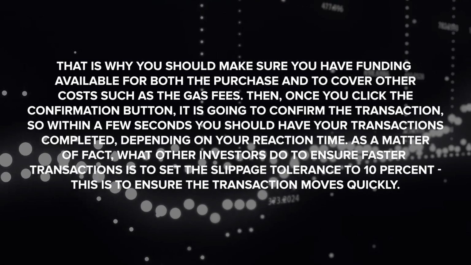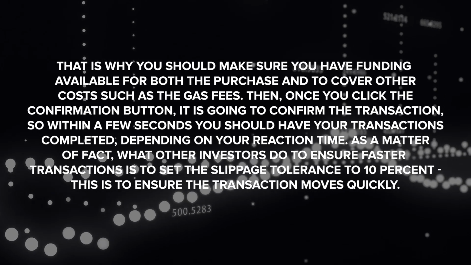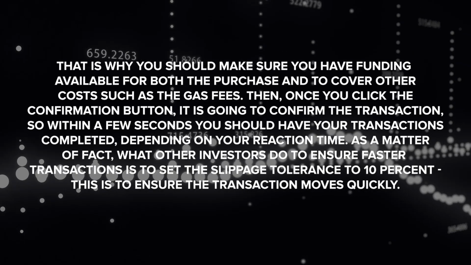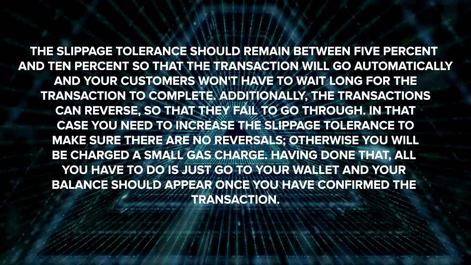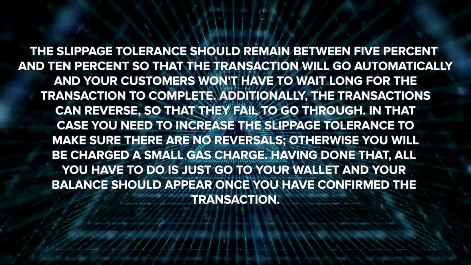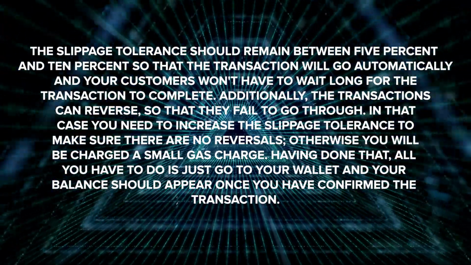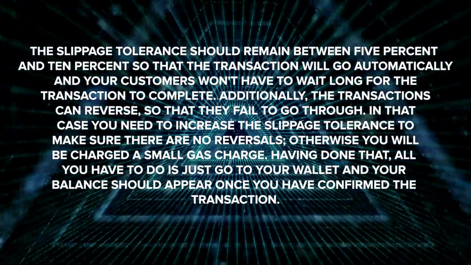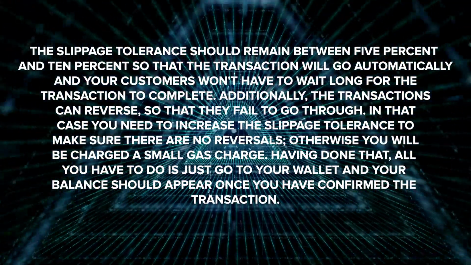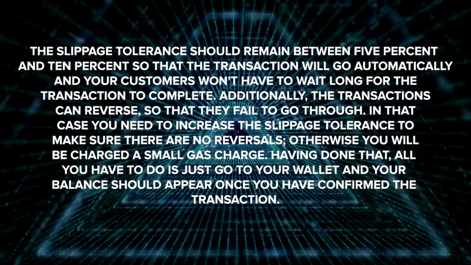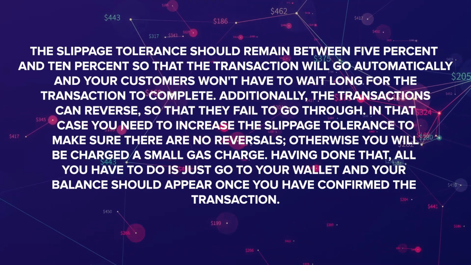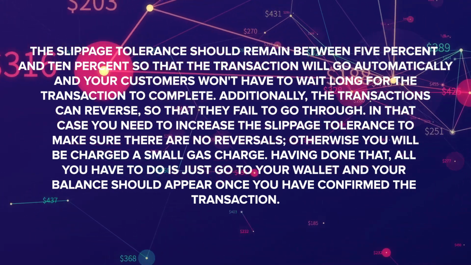As a matter of fact, what other investors do to ensure faster transactions is to set the slippage tolerance to 10%. This is to ensure the transaction moves quickly. The slippage tolerance should remain between 5% and 10%, so that the transaction will go automatically and your customers won't have to wait long for the transaction to complete. Additionally, the transactions can reverse so that they fail to go through. In that case, you need to increase the slippage tolerance to make sure there are no reversals. Otherwise, you will be charged a small gas charge. Having done that, all you have to do is just go to your wallet, and your balance should appear once you've confirmed the transaction.